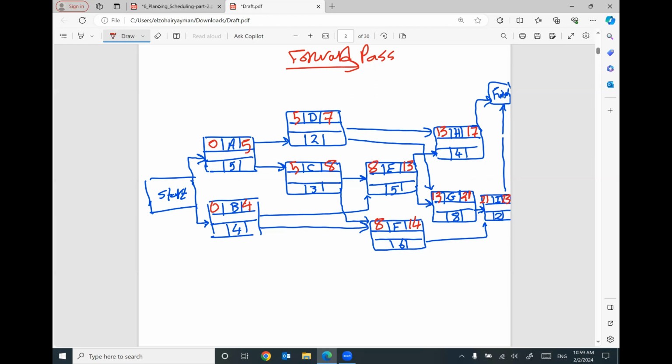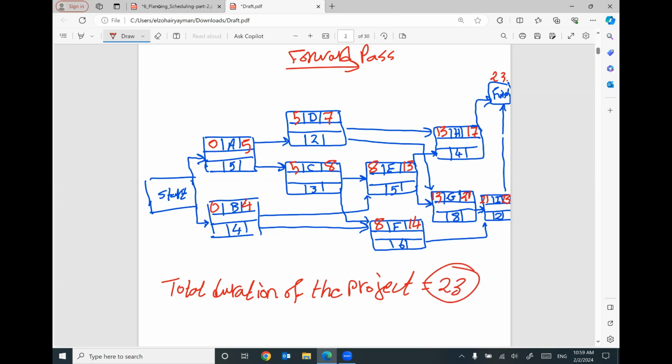So for the finish, we have 23 and 17. I'm going to use 23. So I can say the total duration of the project equals 23 days. After you are done with the first path, which is the forward path, and you figured out the total duration, I can start the backward path.